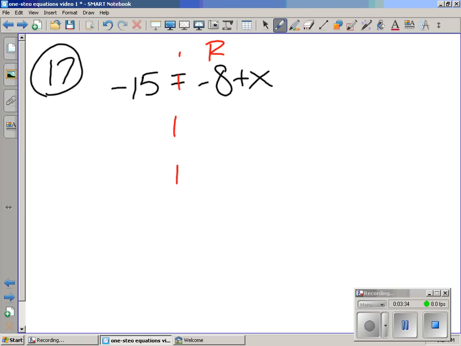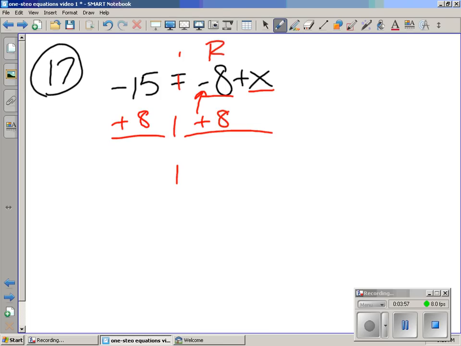The variable's on the right side. The variable is separated from the -8 by addition. The key here is to look at the sign that's in front of the problem number, as we call it. And the sign in front of the problem number is a negative. So the inverse of subtraction, or a negative, is addition, or a +8.